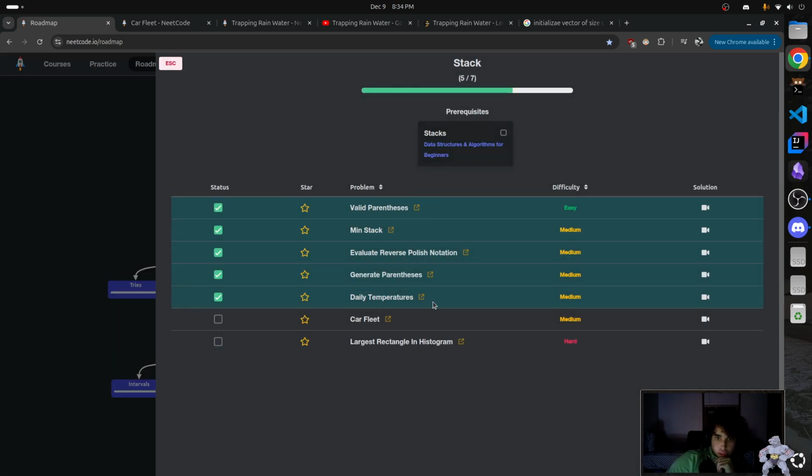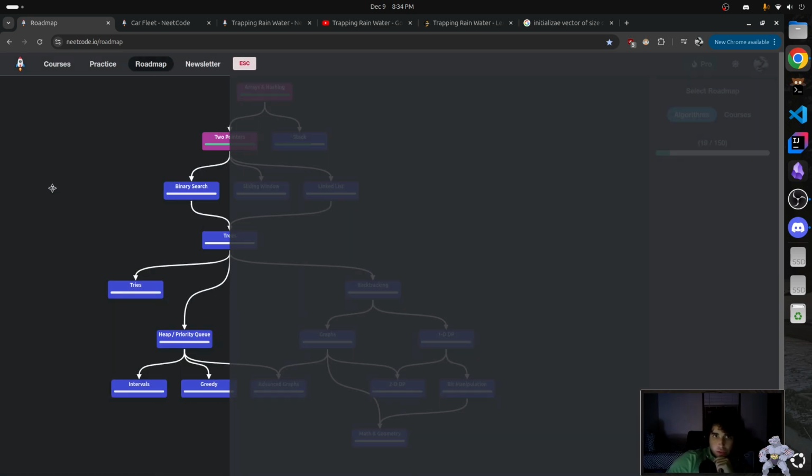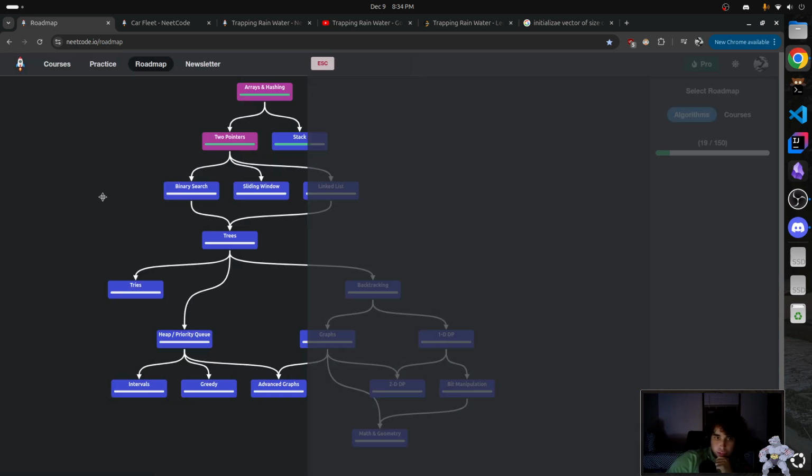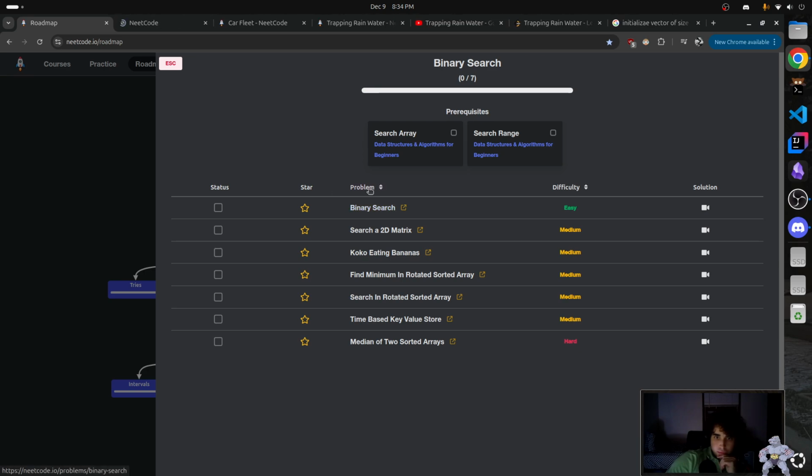Let's do one more. I don't want to do that one. I'll do it later. We can do a sliding window, linked list, or binary search problem. Let's do a binary search problem. Okay, well, man, this problem is really hard, I remember.